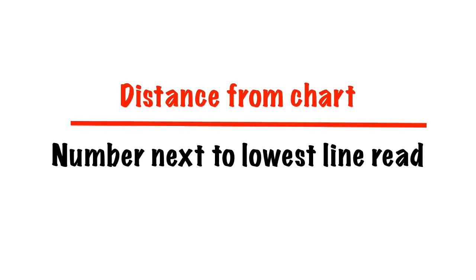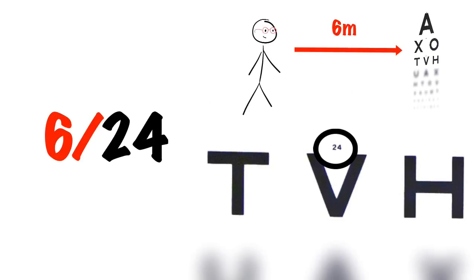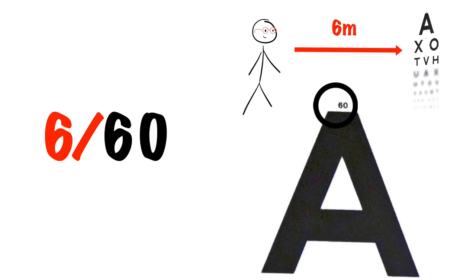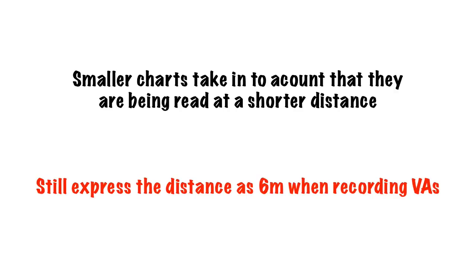We record the visual acuity as the distance from the chart against the lowest line read. So in this case, 6/24. If they can only see the top line, then it will be expressed as 6/60. If we're using a smaller chart, such as a 3 metre chart, we still take that into account, so we still express the distance as 6 metres even though we are testing at less.